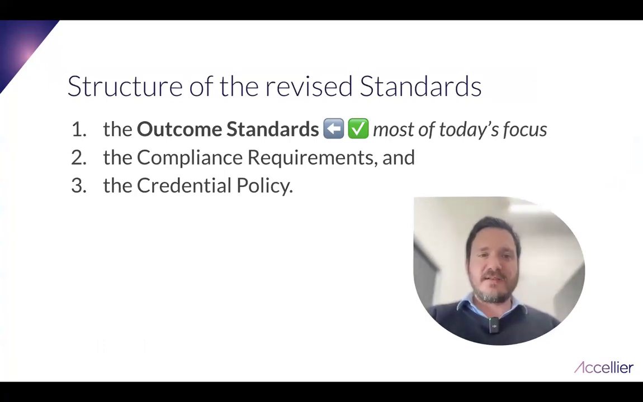So here are the 3 key components in the new standards. So we have the outcome standards. That's the bit I was just talking about, that describes the qualities or the things that an RTO needs to do to demonstrate that they're providing quality training. And that's what we're going to focus on mostly today. Then they've got the list of compliance requirements, which are a bit more clear cut.